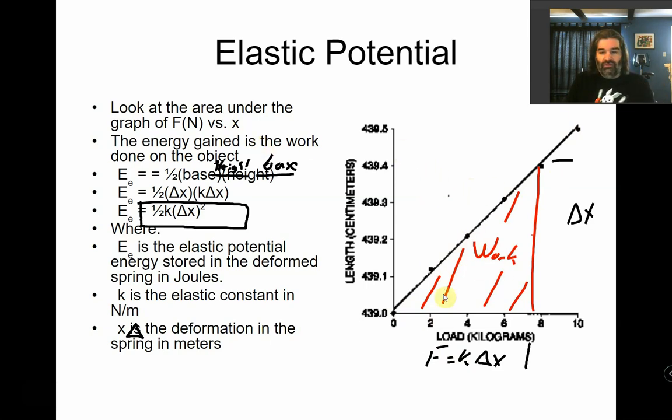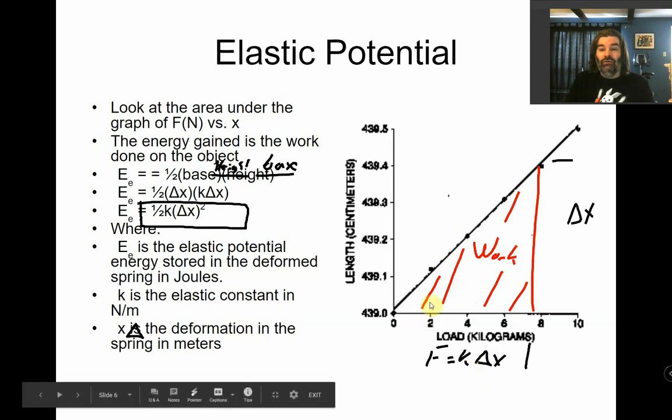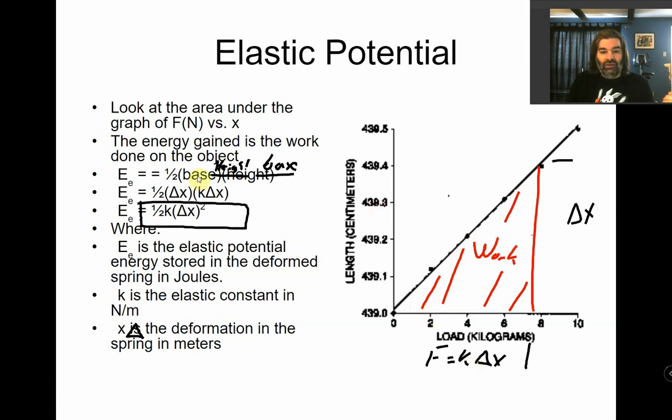The nice thing is, because it's a straight line, the area under it has a shape that we know. It's a triangle. So it's 1/2 base times height. In this case, the base is your delta x, the height is your force, which we know is k times delta x from Hooke's law. So it works out to the elastic energy is 1/2 k delta x squared.